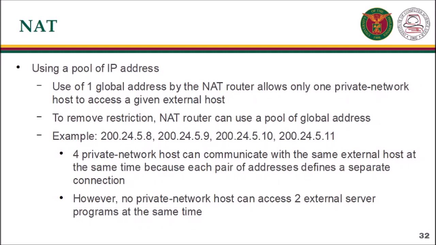The use of only one global address by the NAT router allows only one private network host to access a given external host. To remove this restriction, the NAT router can use a pool of global addresses. For example, instead of using one global address, the NAT router can use 4 addresses. In this case, the 4 private network hosts can communicate with the same external host at the same time because each pair of addresses defines a separate connection. However, there are still some drawbacks. No more than 4 connections can be made to the same destination. No private network host can access 2 external server programs at the same time. Likewise, 2 private network hosts cannot access the same external server program at the same time.